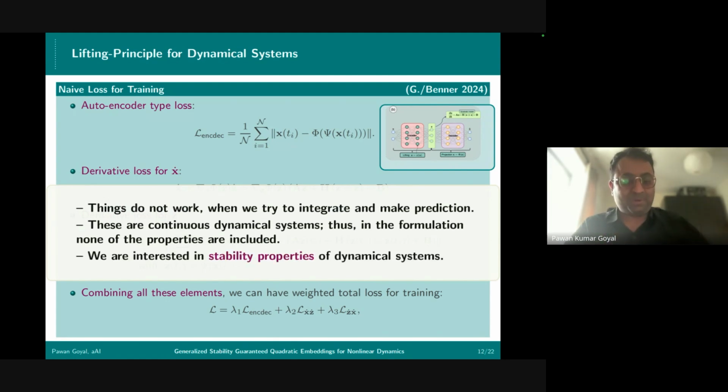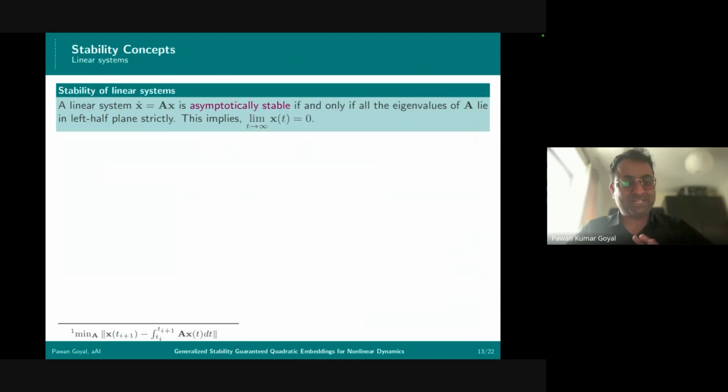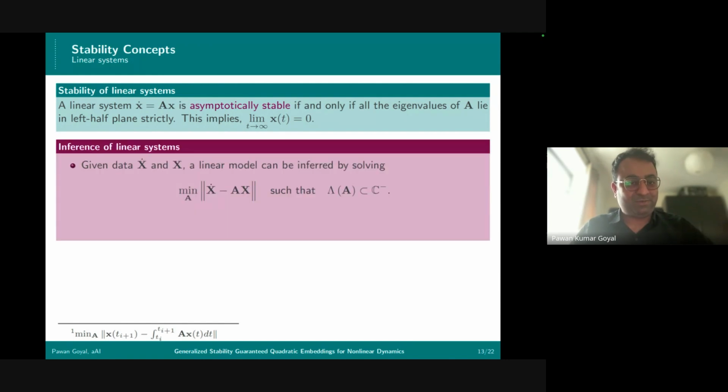In this talk, the property which we are particularly interested in is the stability property of these dynamical systems, or we can think about the stability property of the dynamics of the latent space. We started looking into some of the stability concepts, and I will start with a very, very simple stability concept from linear systems. We have a linear dynamical system, x dot equals A x, and this system is asymptotically stable if and only if all the eigenvalues lie strictly in the left half plane. That means that x of t at infinity will go to 0. So this is the stability property of linear dynamical systems.